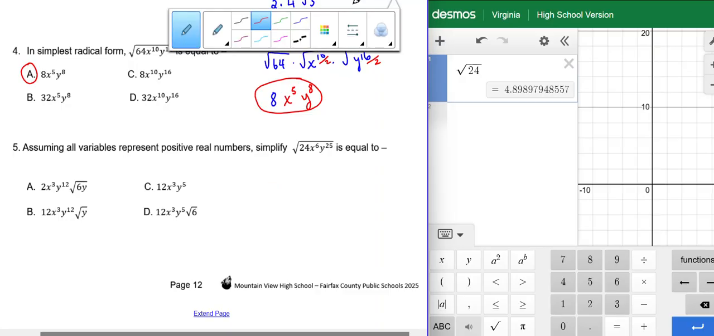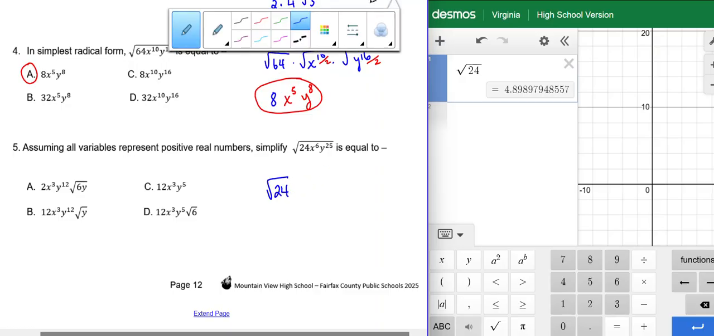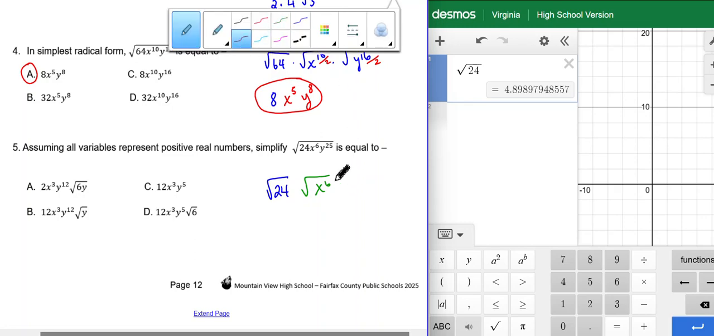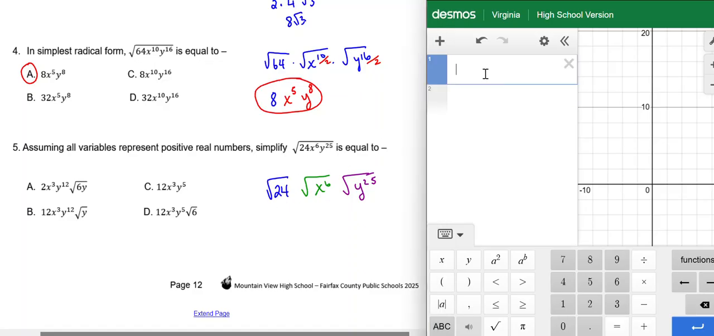So you have here square root of 24. Then you have here square root of x to the 6, which is going to be x to the 3rd. You see that already. And then you have here square root of y to the 25. Well, that's not an even number, right? Anyway, square root of 24. Let me just go ahead and do that in decimal.